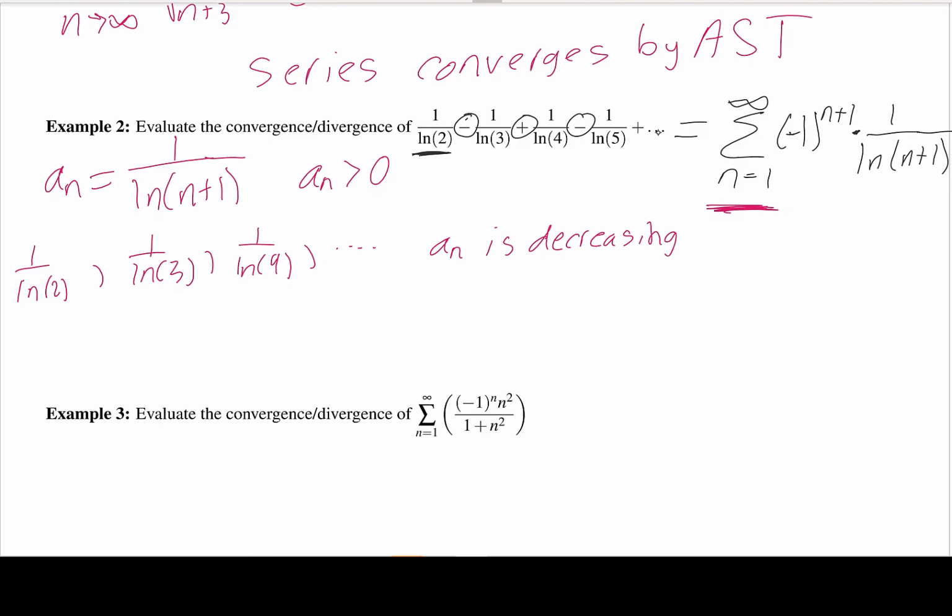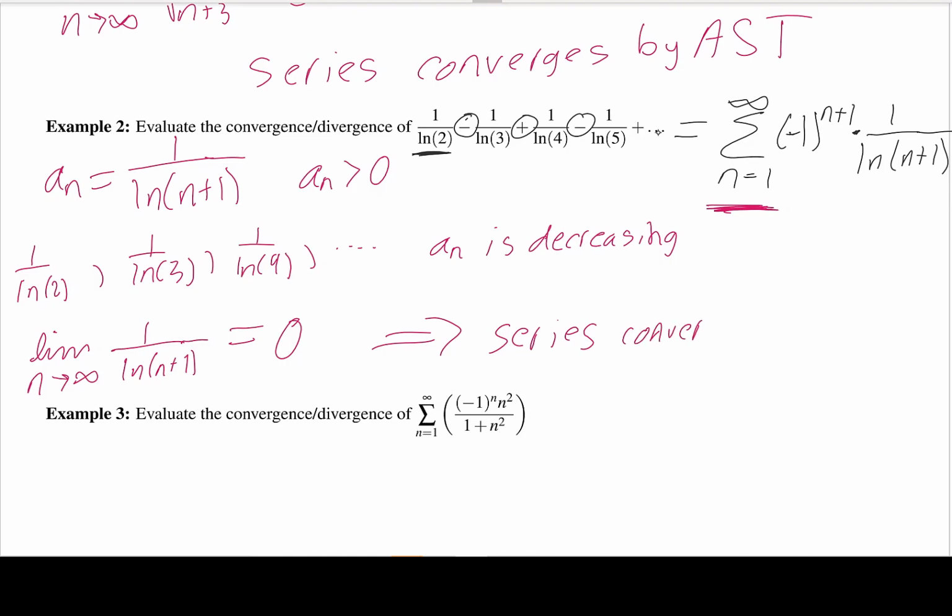And then finally, we'll look at the limit as n goes to infinity of a sub n, which is 1 over the natural log of n plus 1. Our denominator here is going to infinity, which means that the fraction itself has to be going to 0. And so this tells me that our series converges by the alternating series test.